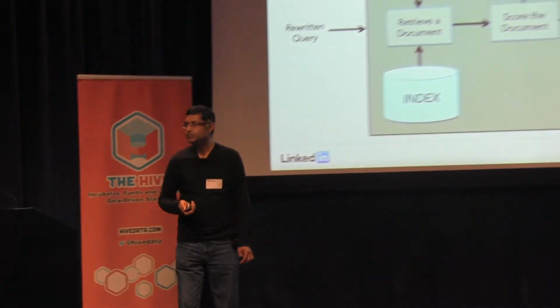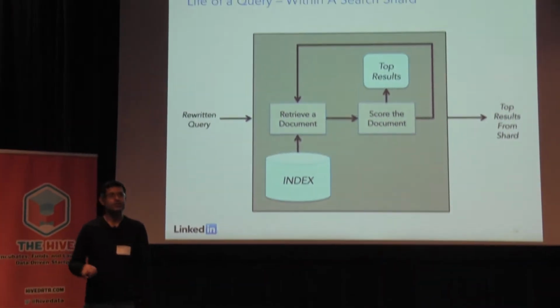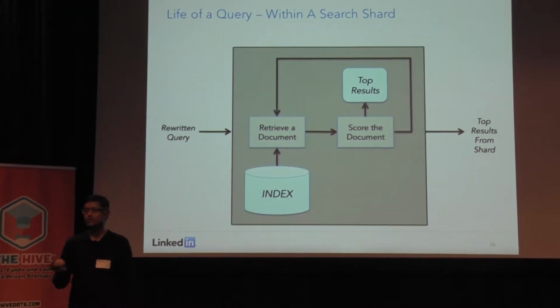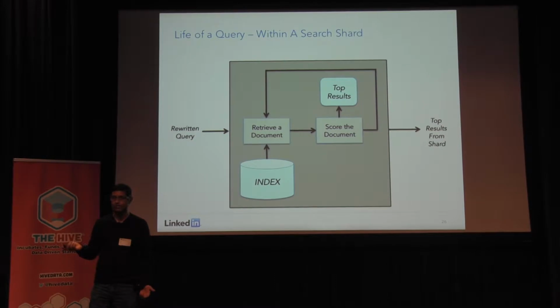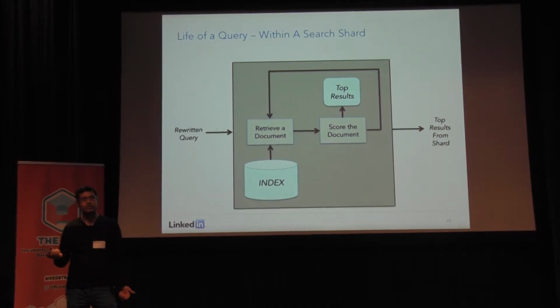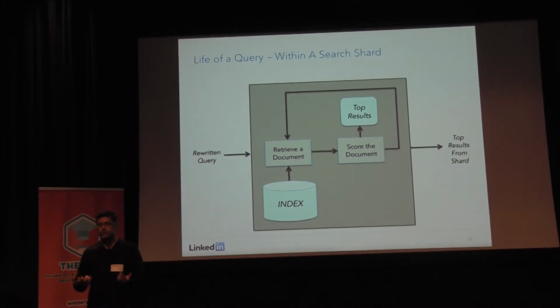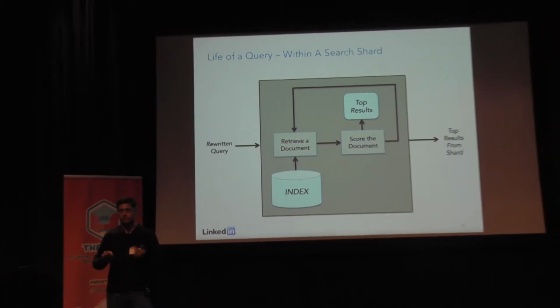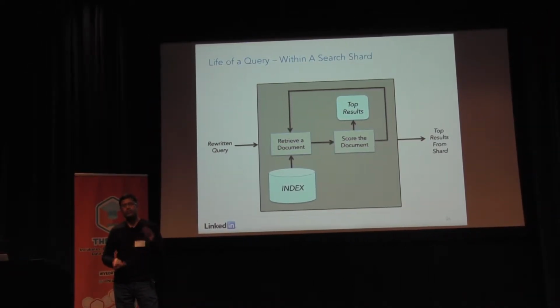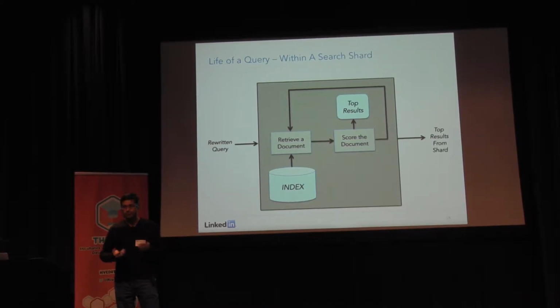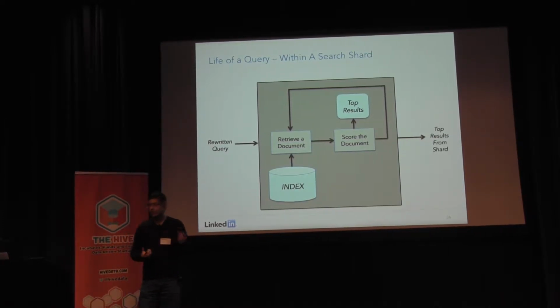Within a search node, within a shard, you get a rewritten query, you have a retrieval module, and you have a scoring module. They're separate from each other by design, so we can do the machine learning that I talked about. Documents that match the query are retrieved from the index. They're scored and stored in a heap, so we only maintain the top set of results that match the query. And once all the documents are retrieved, we return the top results.